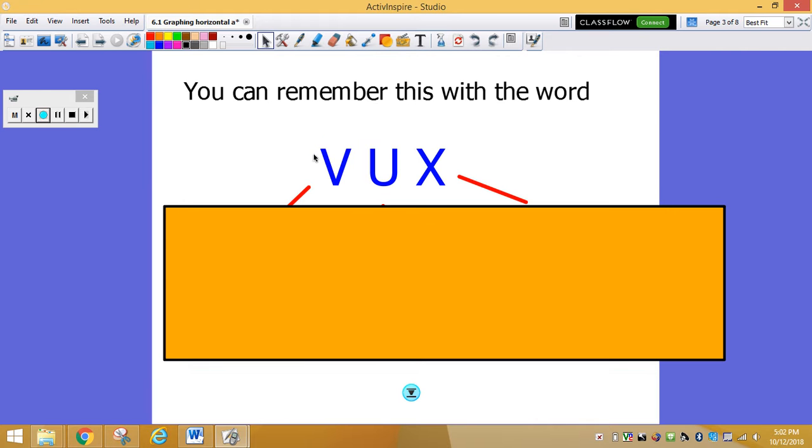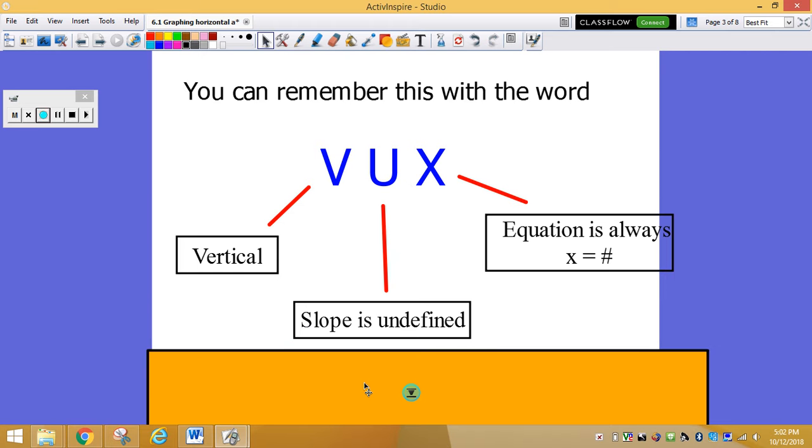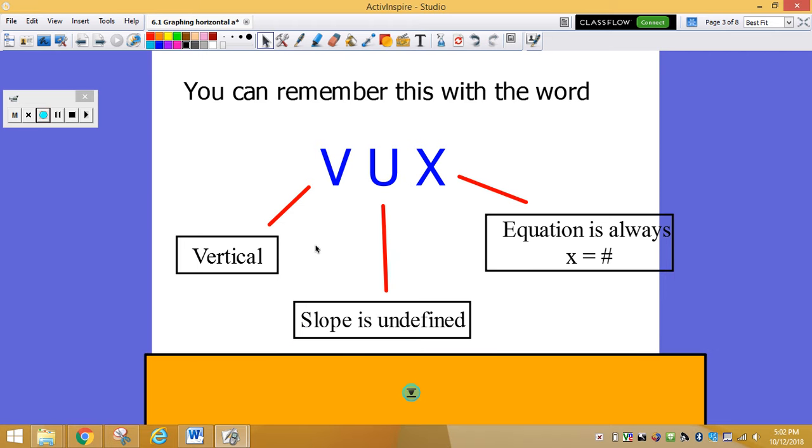Okay, this word VUX is going to help you remember everything about vertical lines. So V stands for vertical. Instead of the slope being 0, like in HOY, the slope is undefined if it's vertical. And the equation is always x equals a number. There will not be a y. So pause it and write this down.